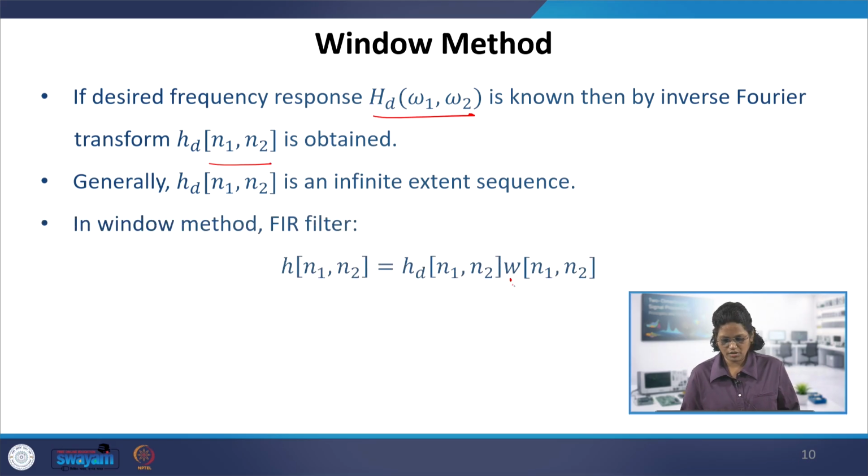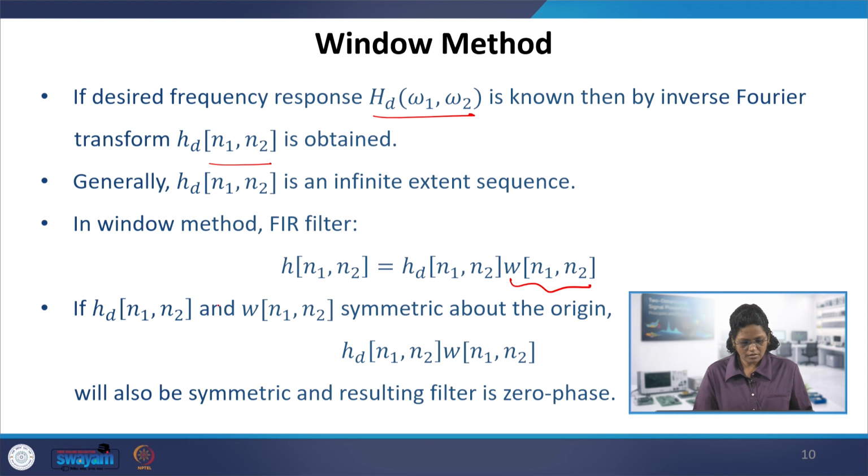The window function can be like the ones which we have used: the rectangular, Hamming or Hanning windows, Blackman window, Kaiser window. Those 1D windows can be extended to 2D windows, and we will see how to use them, either an exact 2D window or two 1D windows, like a separable one. The infinite extent sequence of n1 comma n2, as we did in the 1D case, is truncated by multiplying by the window function w of n1 comma n2 here as well.